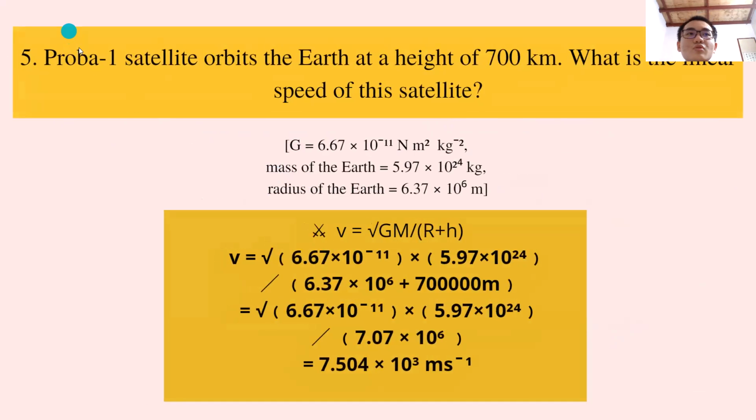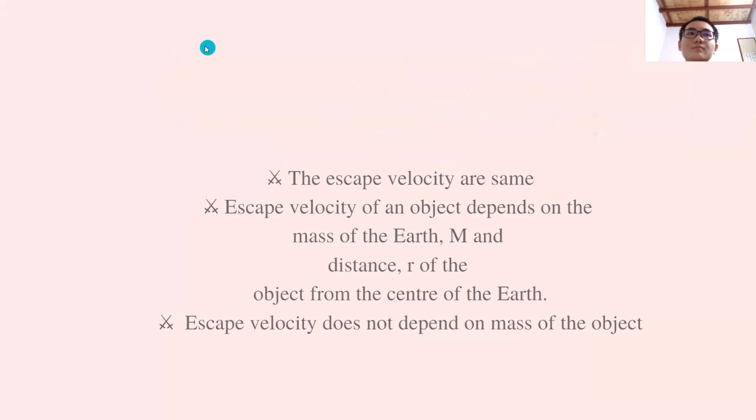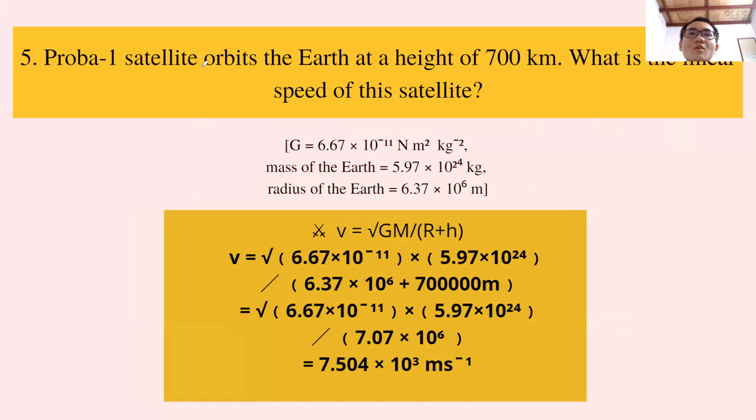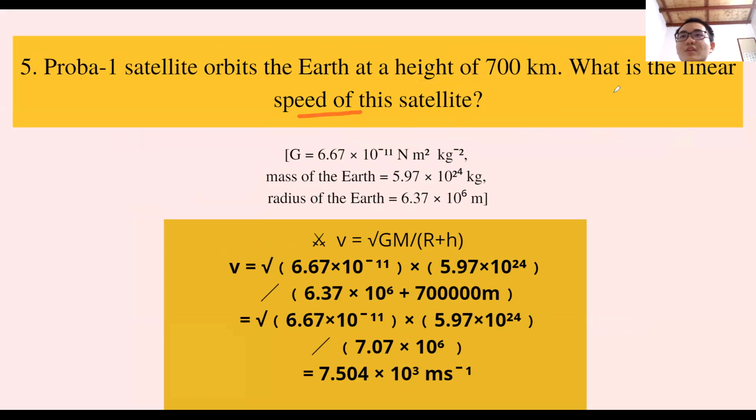Question 5. The Proba-1 satellite orbits the Earth at a height of 700 km. What is the linear speed of this satellite? It is given G, the gravitational constant, the mass of Earth, and the radius of Earth. For linear speed, we need to use the formula V equals the square root of GM over r. As here we have the height, we need to add h. Substitute into the formula G, big M, r plus h, with 700 km converted to meters. We get the answer 7.504 times 10 to the power 3 meters per second.